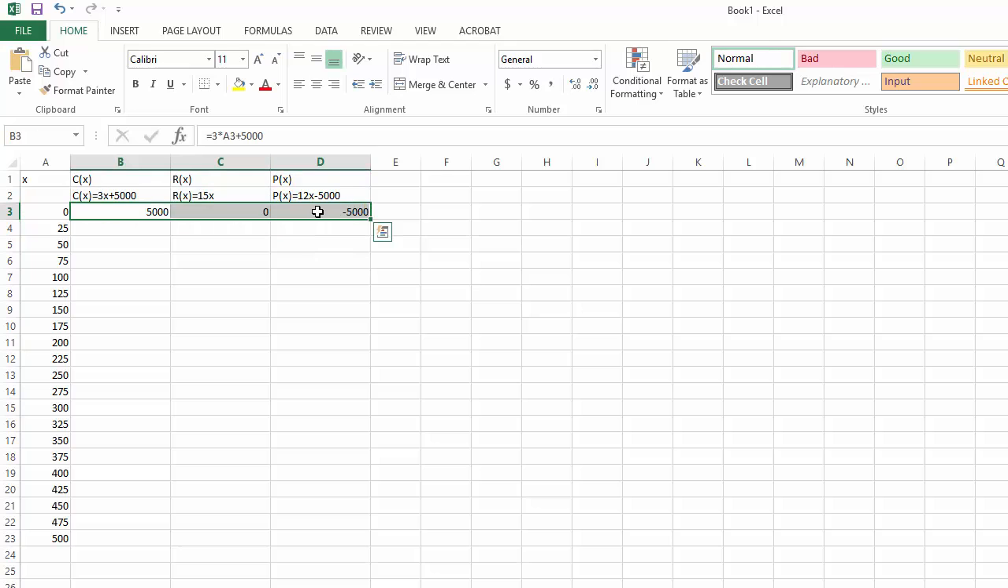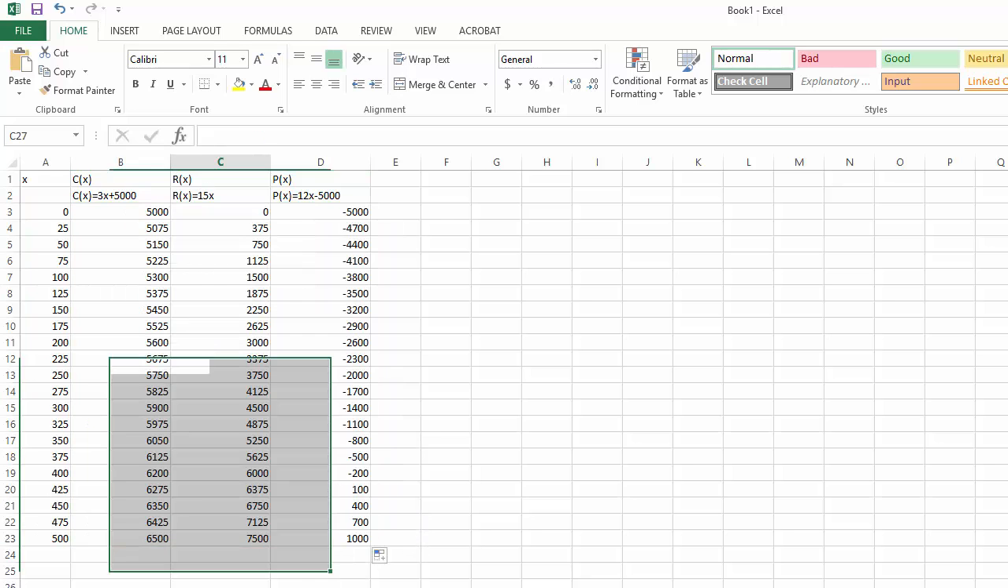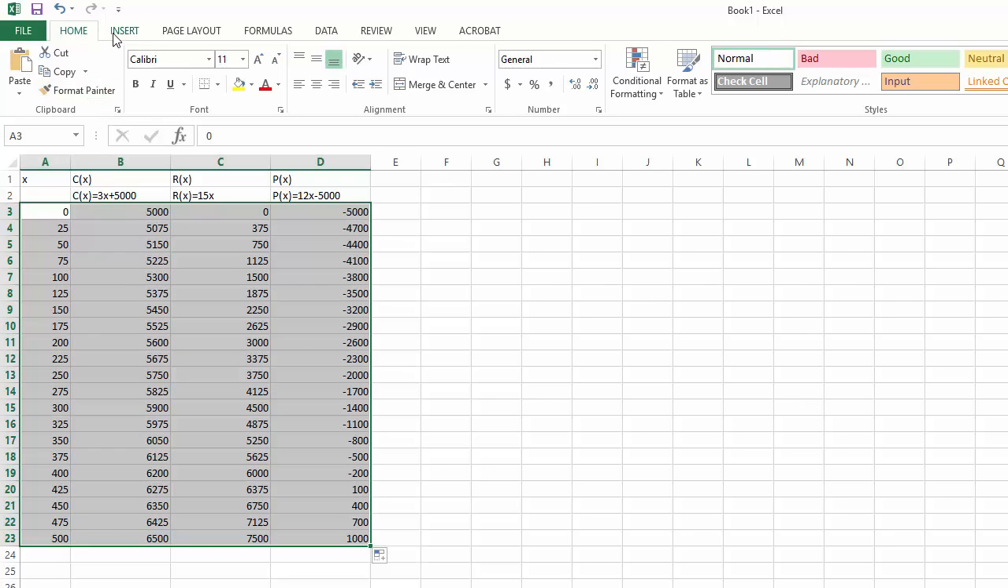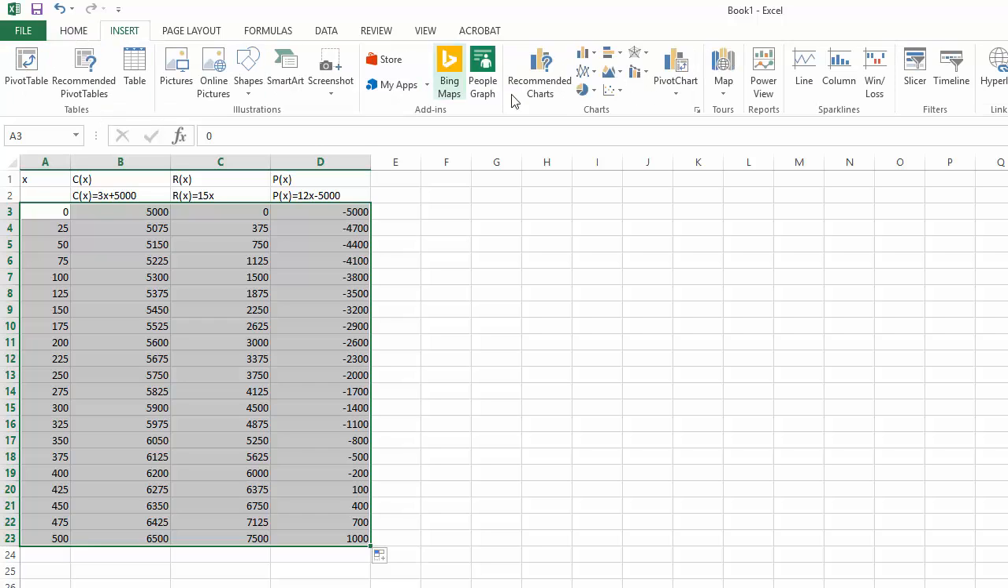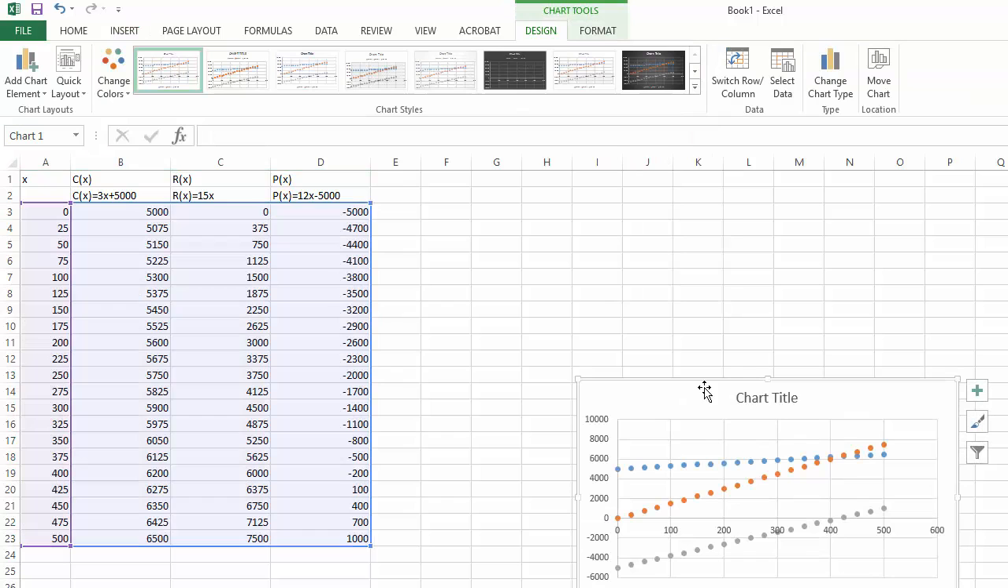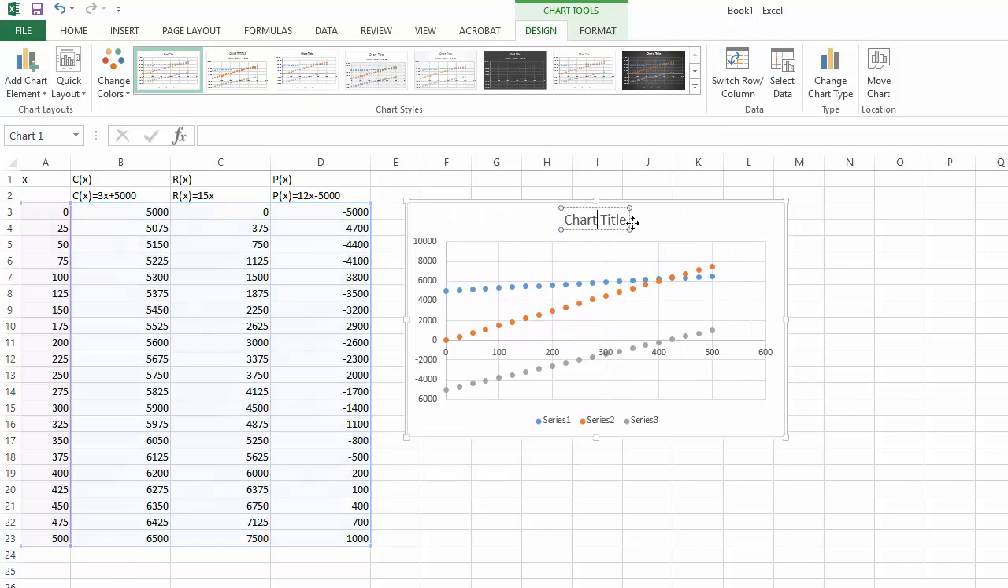Now I'm going to select all of these, and I'm going to drag and drop. And that'll fill in all of my values. Now I want to plot these on the same axis. So I'm going to select my data, and I'm going to insert a scatter plot, which is here. And it puts in the three equations for me: cost, revenue, profit.